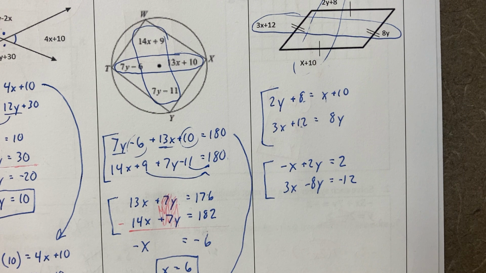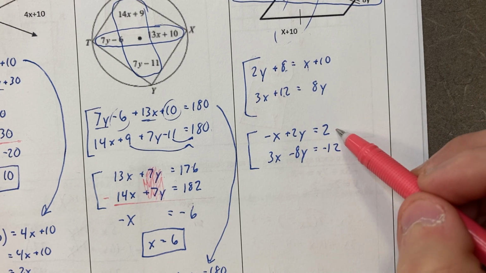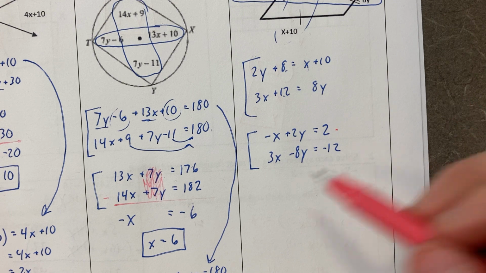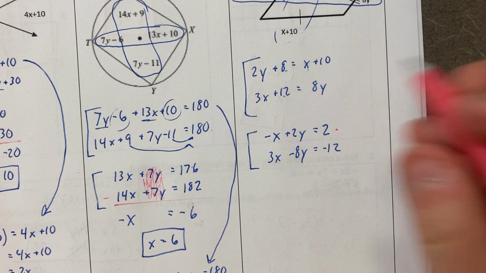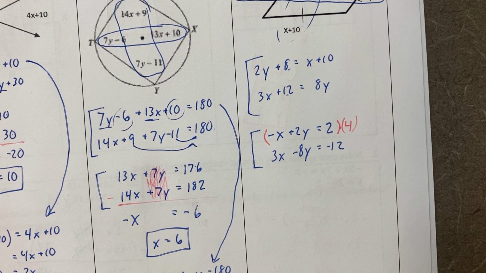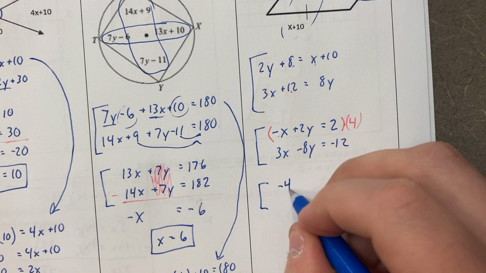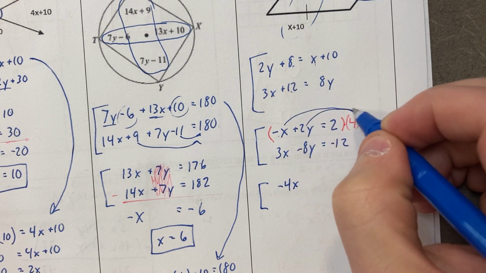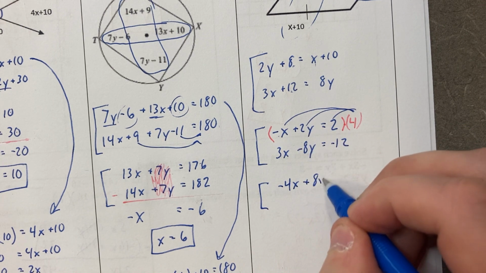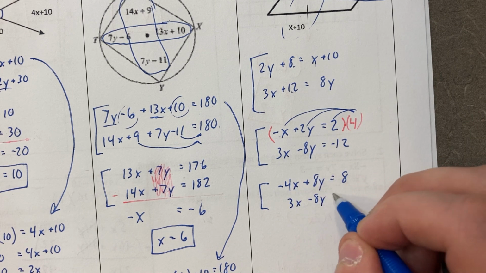So I'm just doing my basic algebra, moving things around, and what I will do is multiply. I can multiply the top one by 3, or I can multiply by 4. Doesn't matter. Either one. You eliminate the y's or the x's. How about times 4? Let's try times 4. That way we solve for x first. So times 4, that makes my system negative 4x. I'm just distributing to all of this. Plus 8y equals 8. And then my bottom equation is 3x minus 8y equals negative 12.